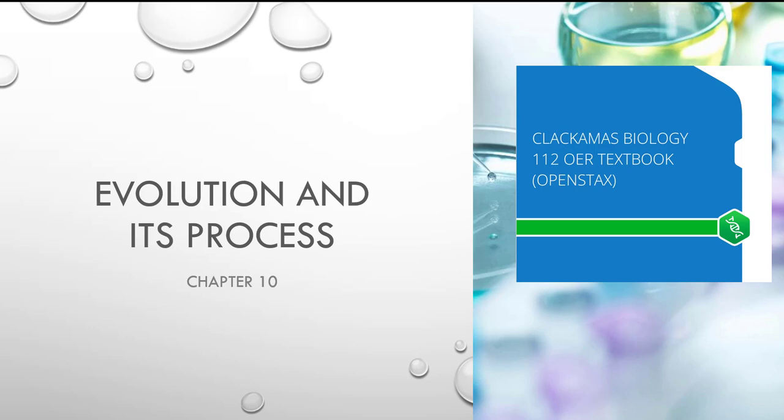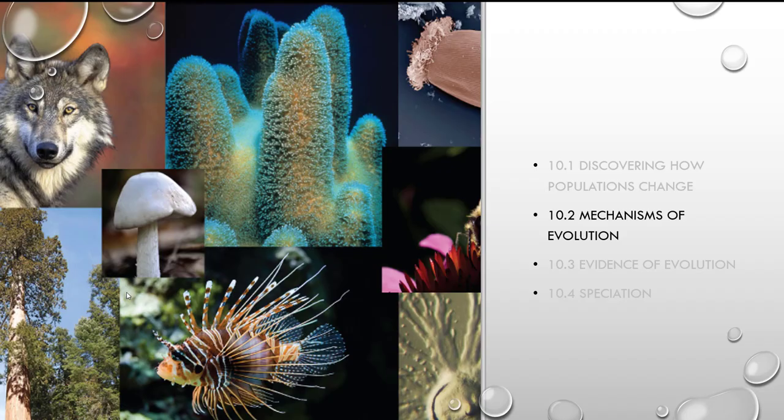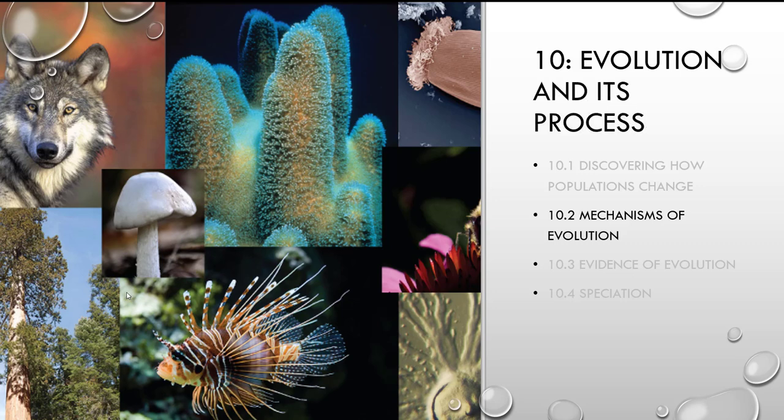Hi everyone, welcome back. So we are continuing on with chapter 10, evolution and its process. In the previous video we learned about how populations change, with natural selection being the mechanism that drives that population change. So we're going to learn about other mechanisms including natural selection, but there are other ones that are involved. So we're going to dive into 10.2, mechanisms of evolution.